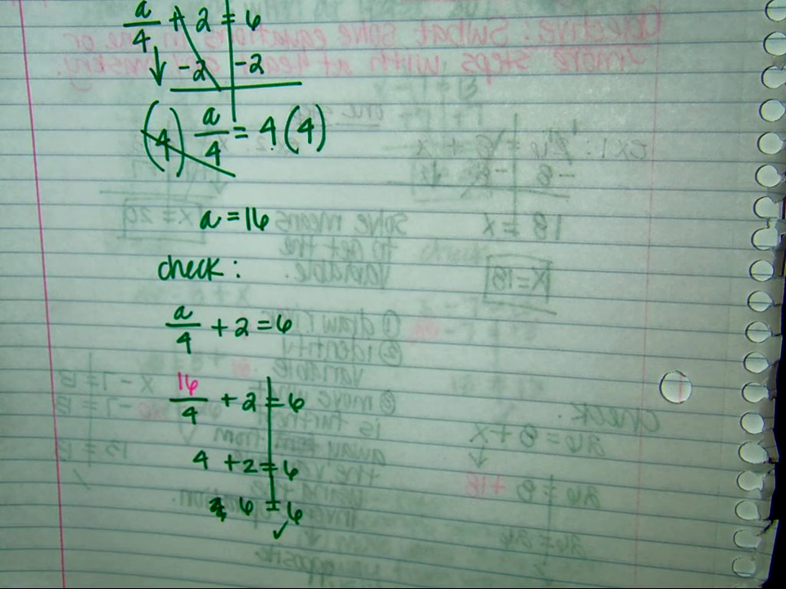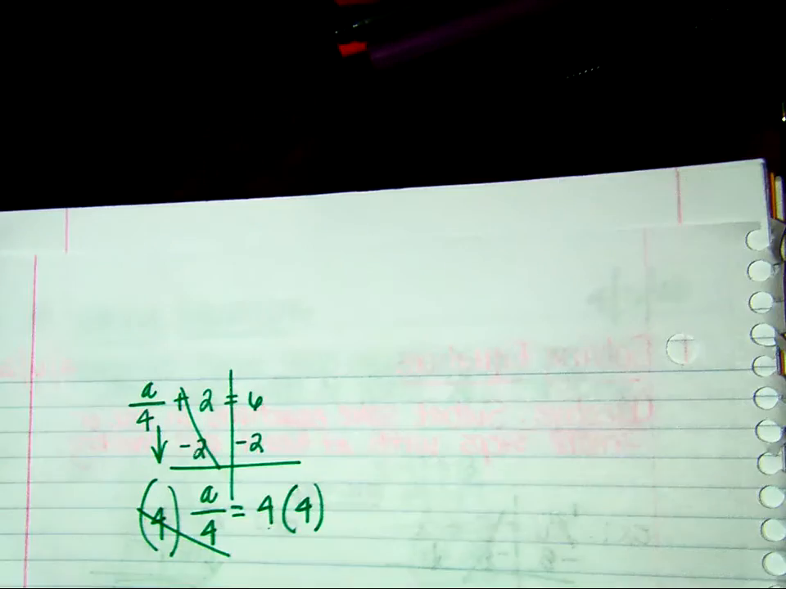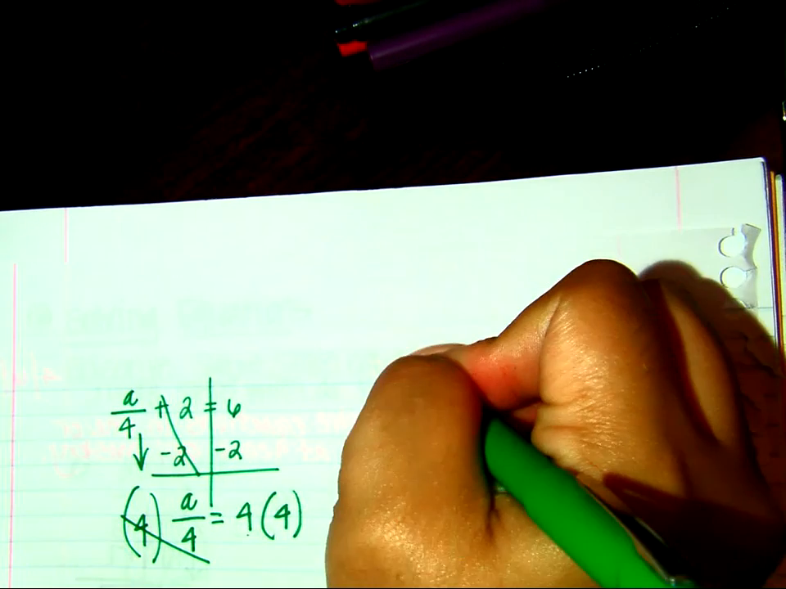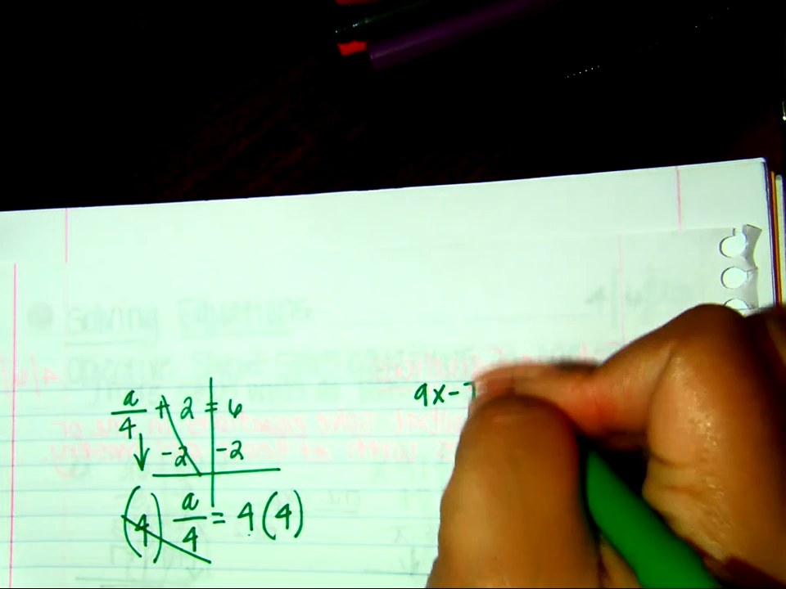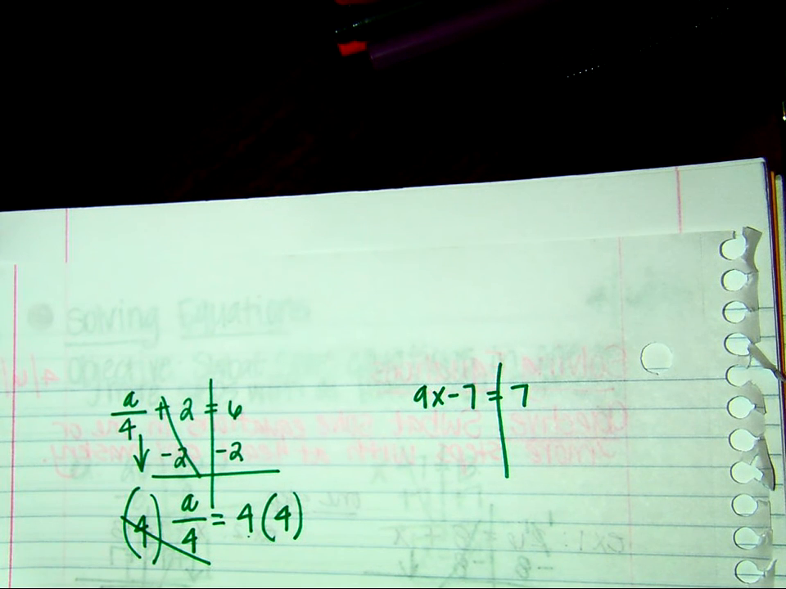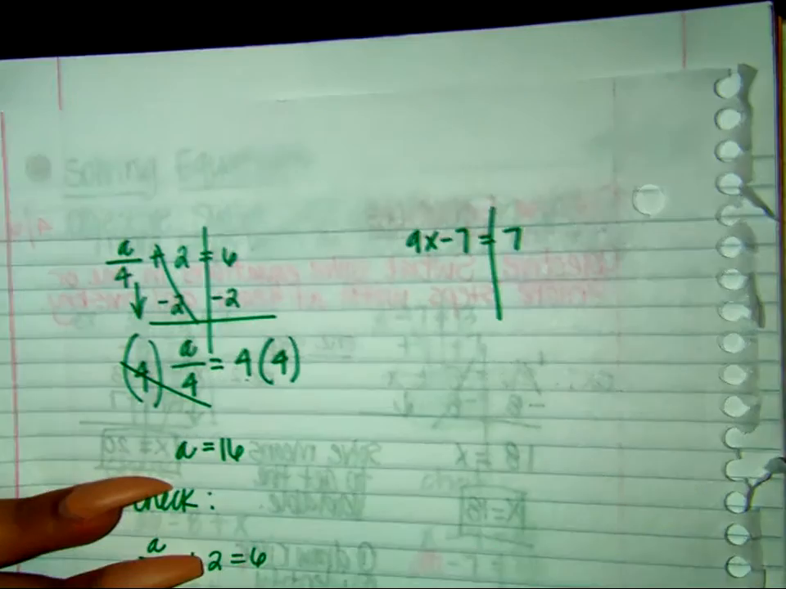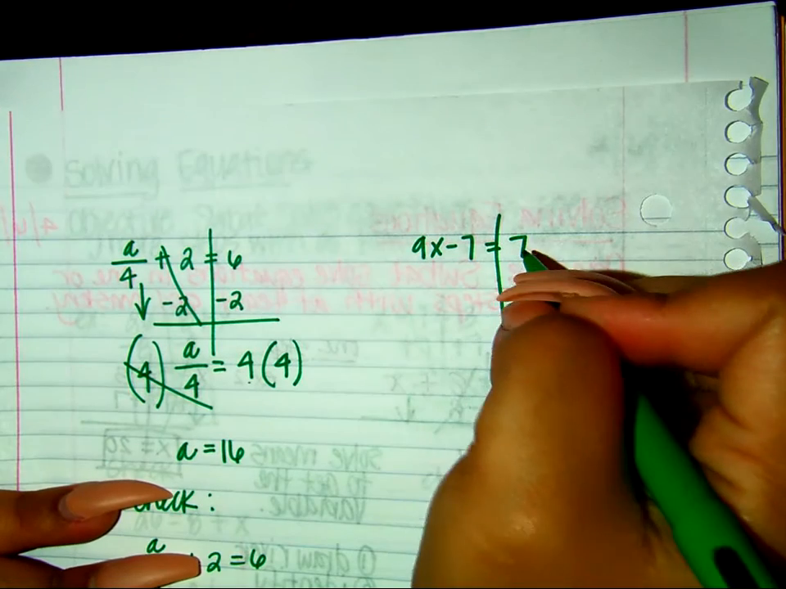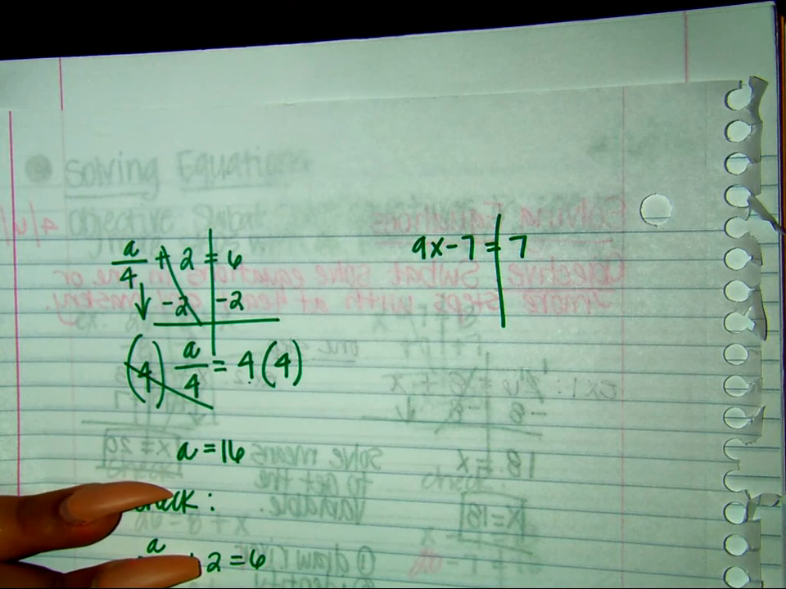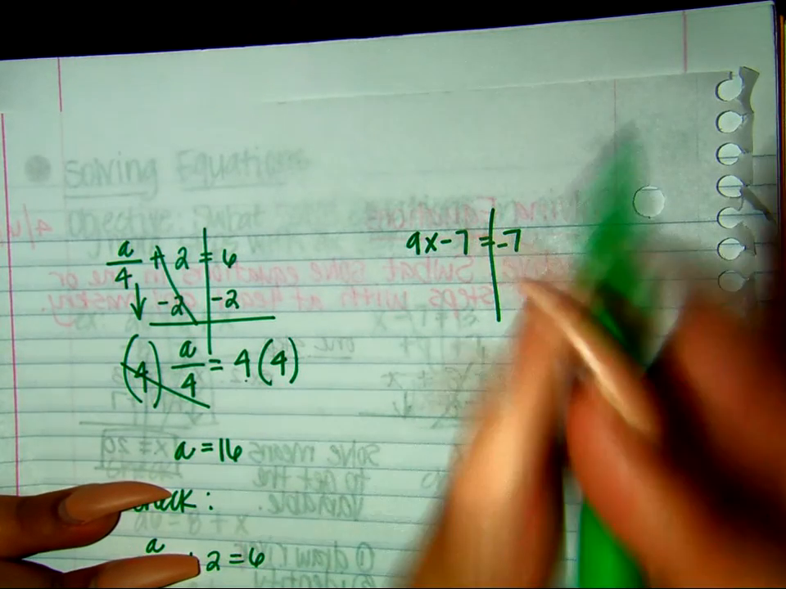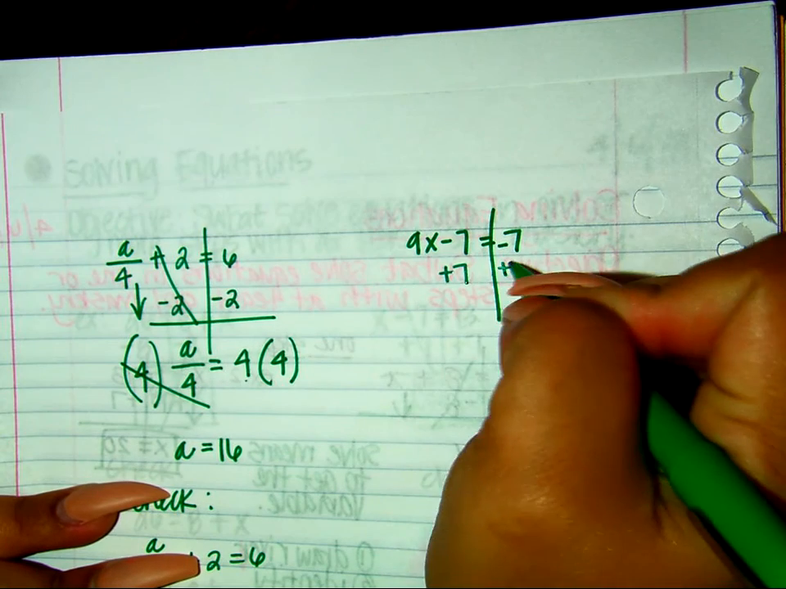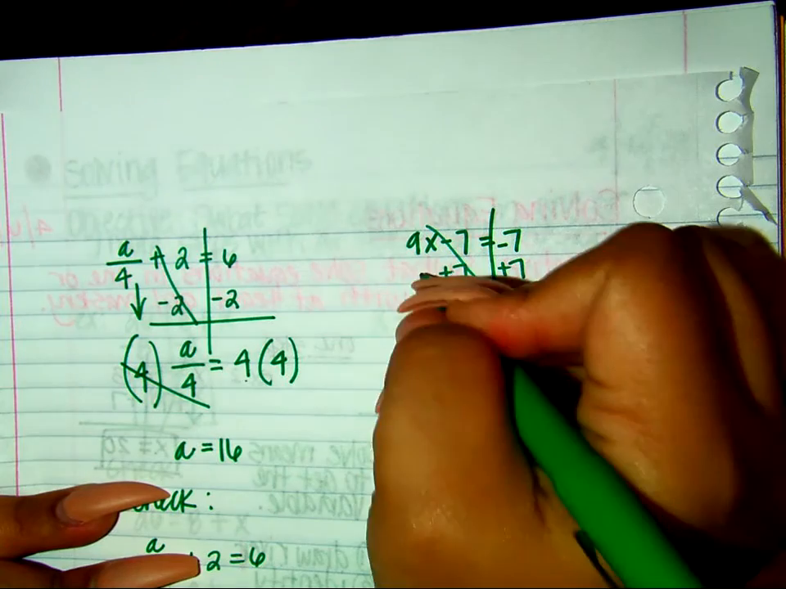And I'm going to give you one more. So 9x minus 7 equals 7. In this case, I still have 2 steps to do, but I do not have a fraction. So I am going to add 7 on both sides, and I'm sorry, this is supposed to be a negative 7. I'm going to add 7 on both sides because this is a subtract 7, and bring down my 9x.